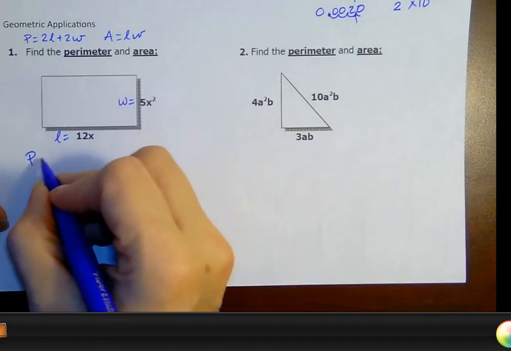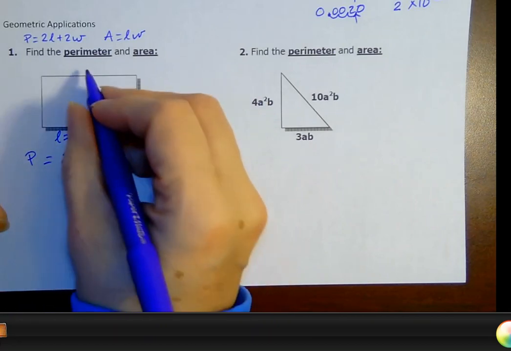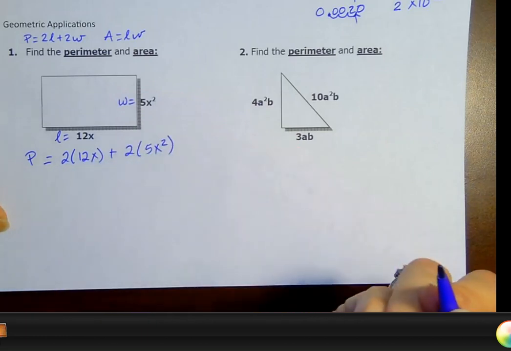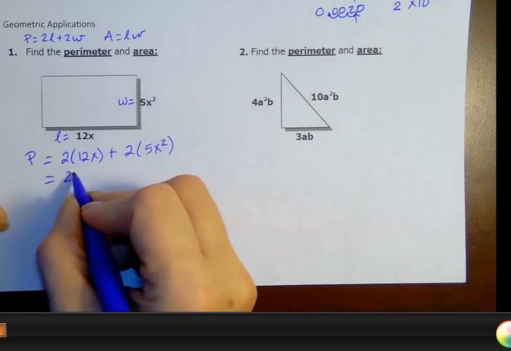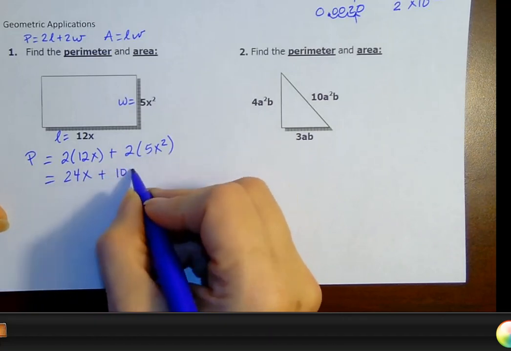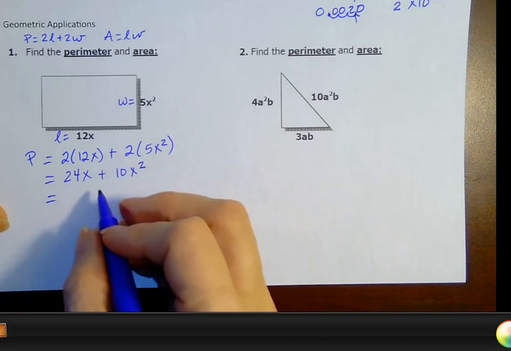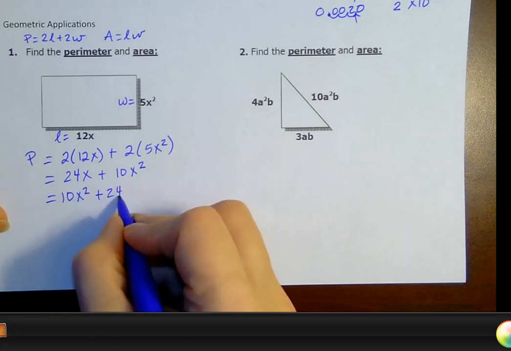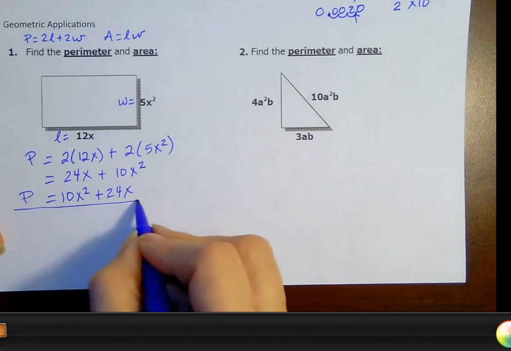So if I want the perimeter, that equals 2 times the length, so it's 2 times 12x, plus 2 times the width, so it's 2 times 5x squared. Okay, I'm going to do any math that I can do. 2 times 12 is 24 times x, plus 2 times 5 is 10 times x squared. That's my perimeter. If I want to be super fabulously technical, I'm going to write it with my 10x squared first, plus 24x. That's the same, that's just in descending order. So that's my perimeter. That's one answer.